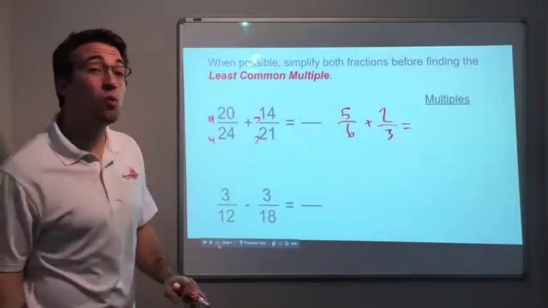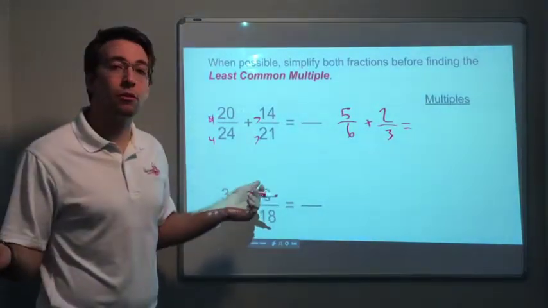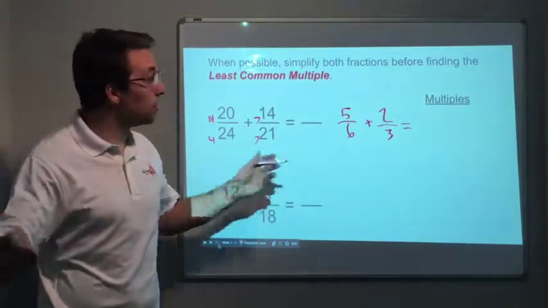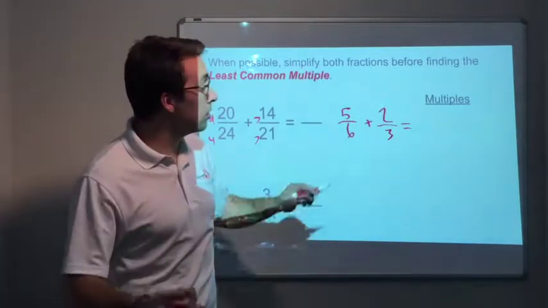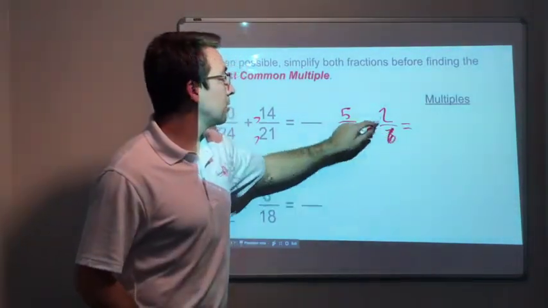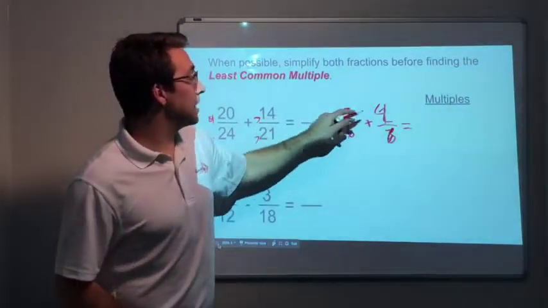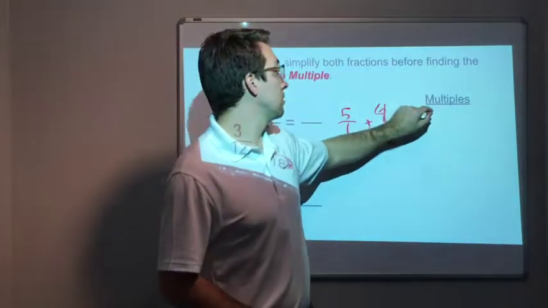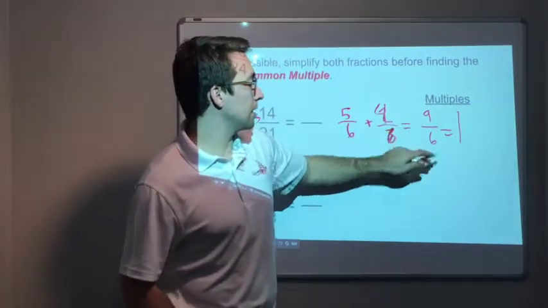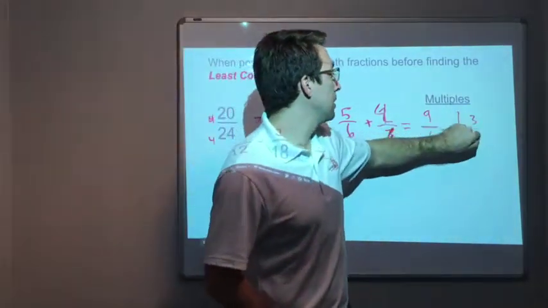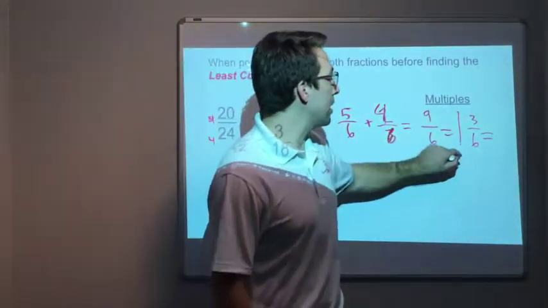Okay, now look, we reduced it, but it's still not a common denominator. So what do we need to do? We need to find our least common multiple. We can get 3 to 6 pretty quickly, times 2. So 3 times 2 is 6, and 2 times 2 is 4. 5/6 plus 4/6 equals 9/6, which is 1 and 3/6, and that equals 1.5.